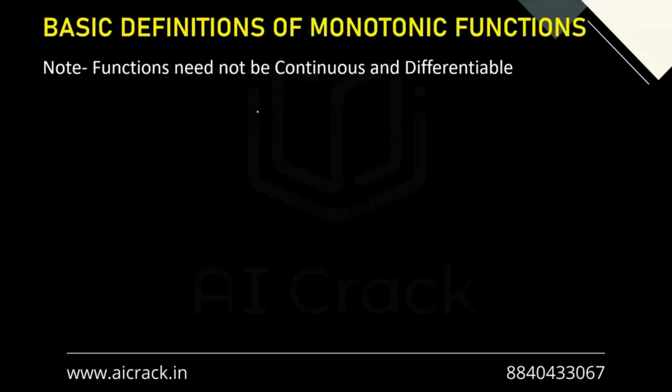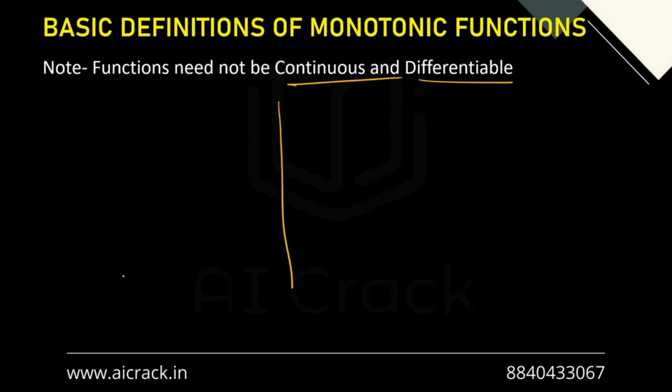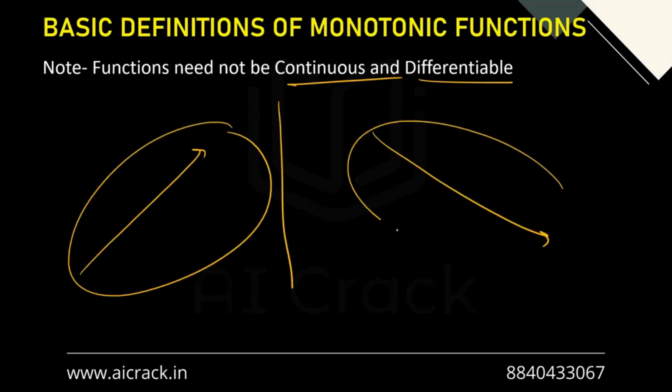Now let's define monotonic functions formally. The first thing to notice is that these functions need not be continuous and differentiable, right? Doesn't matter. Let's say we have this example. You can see that this function is not continuous and not differentiable, but it's still increasing, basically showing a monotonous property, right? Broadly speaking, we can categorize these functions into two parts, either increasing or decreasing, either of this type or of this type, whether differentiable or non-differentiable.